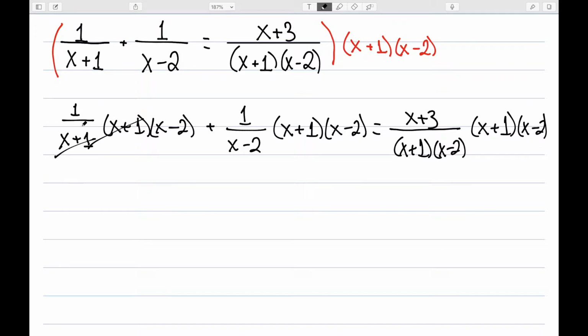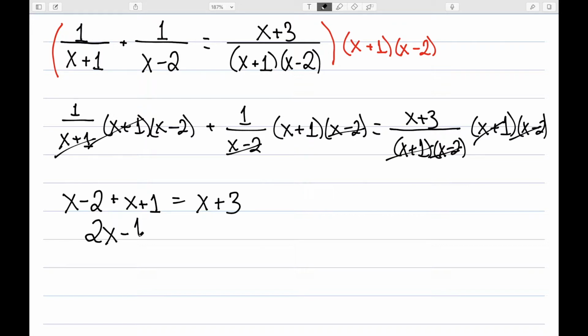Here the x plus 1's cancel, and I'm just left with x minus 2. Here the x minus 2's cancel, and I'm left with x plus 1. And here both of these things cancel, and I'm left with x plus 3. So we have the equation 2x minus 1 is equal to x plus 3. We can subtract x over to get x minus 1 is equal to 3, and then adding 1 to both sides gives me x equal to 4.